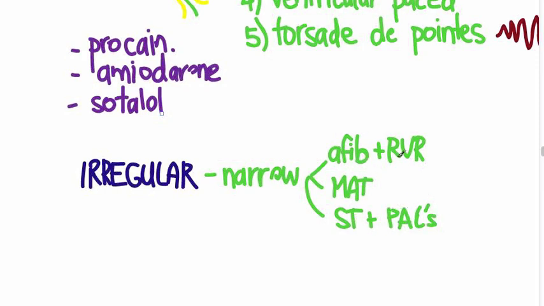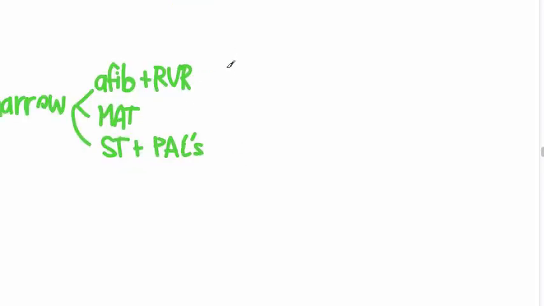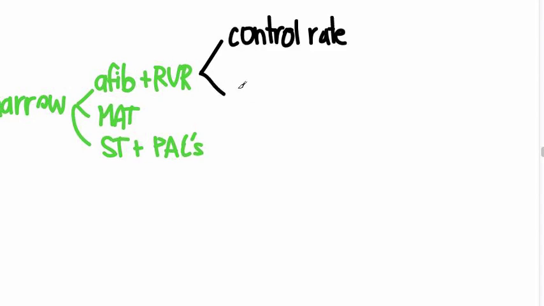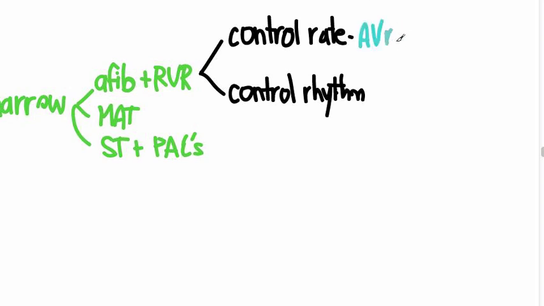If there's no P waves at all or a wavy baseline, it's probably Afib with RVR. And so treatment of Afib with RVR is twofold. You want to control the rate and control the rhythm. Since most of that electrical activity is going through the AV node, you can give an AV nodal blocker. And so we know that's adenosine, which won't work very long, calcium channel blockers, and beta blockers.